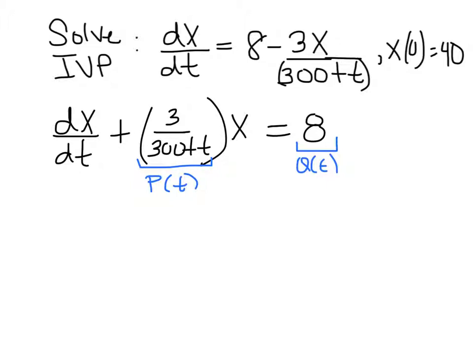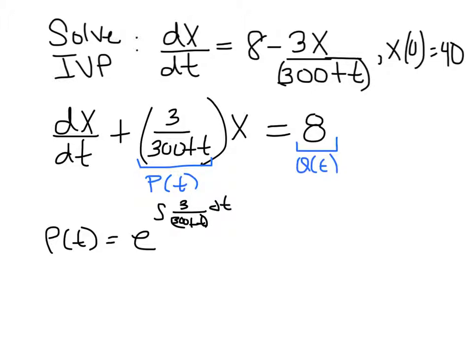So let's find our integrating factor. We have rho of t, which is equal to e raised to the integral of p of t. And my function of t is right here, this quantity. So I have the integral of 3 over 300 plus t with respect to t.